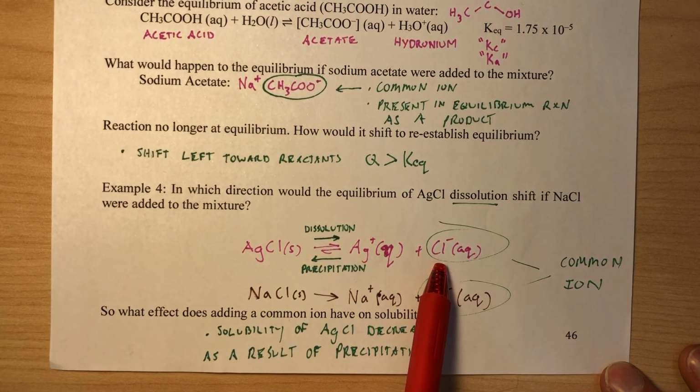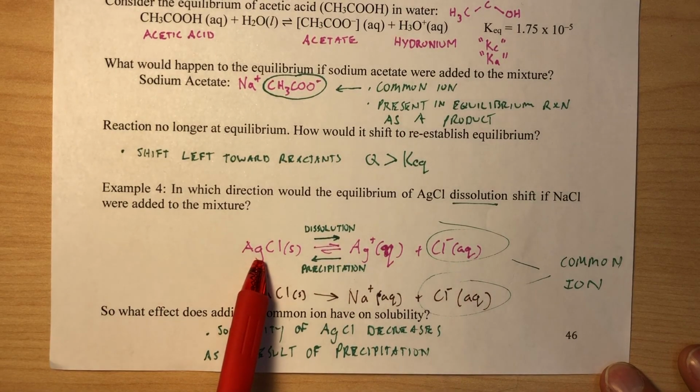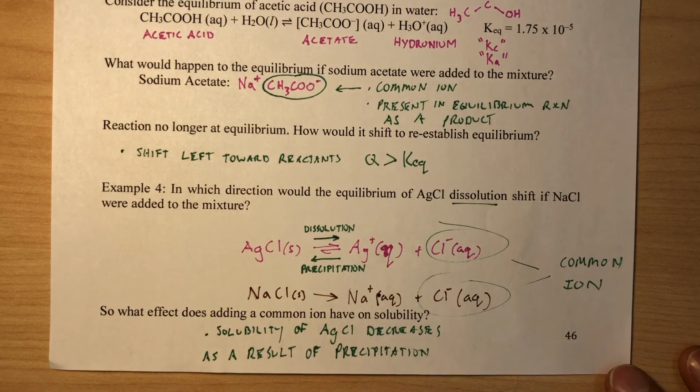So common ion would always be adding a product, which always causes a shift back towards the reactants, which are solids, which is a precipitation.